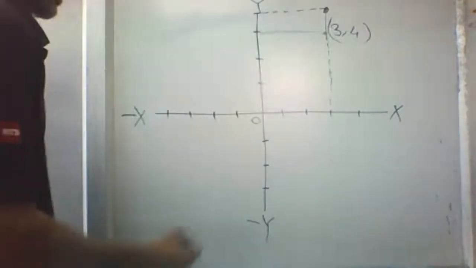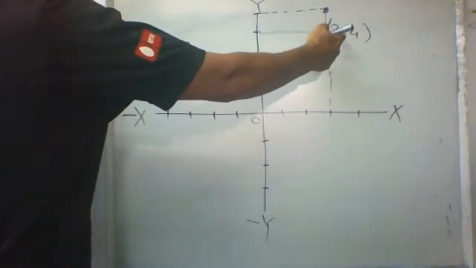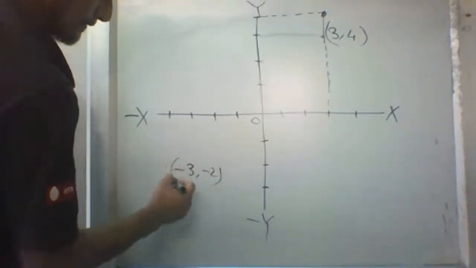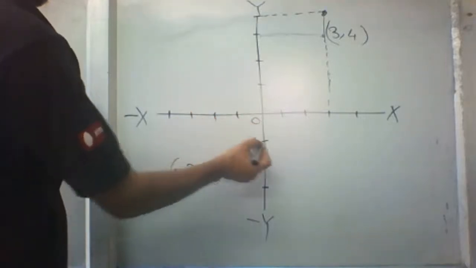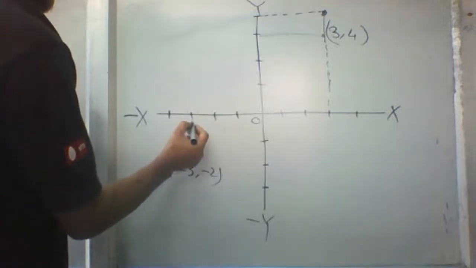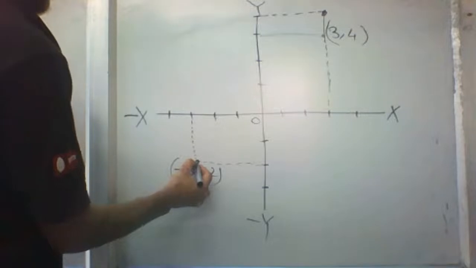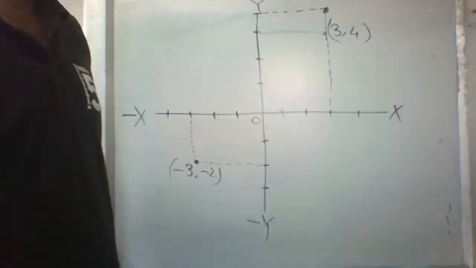Now the second point is (minus 3, minus 2). I am saying this is the plus quadrant, and this is the minus-minus quadrant. Minus 3, minus 2 means the x-axis value is minus 3, and minus 2 on the y-axis. Drop it down and make it here. This is (minus 3, minus 2). Likewise, you can draw different types of points on graph paper.